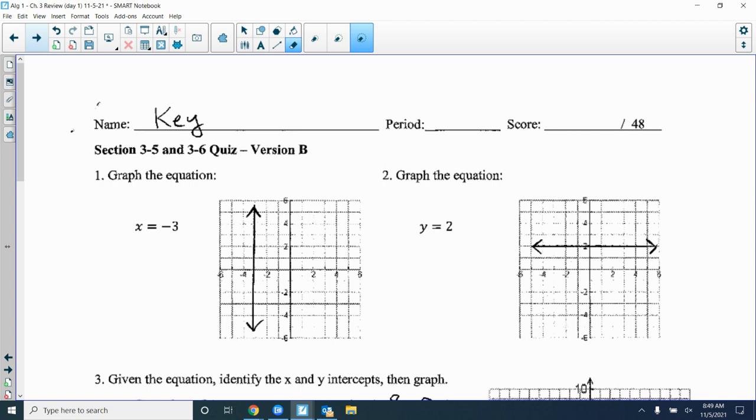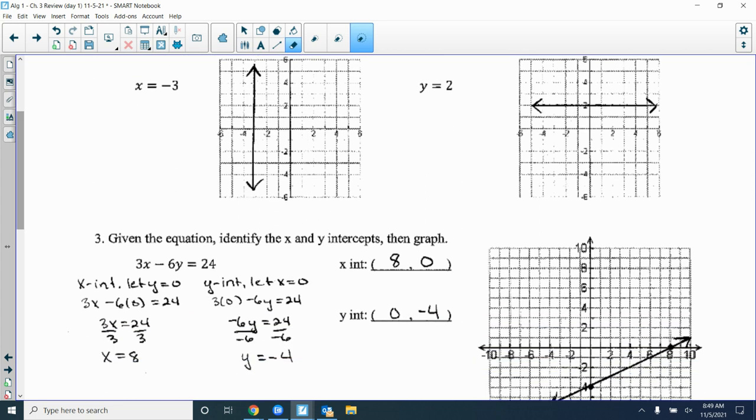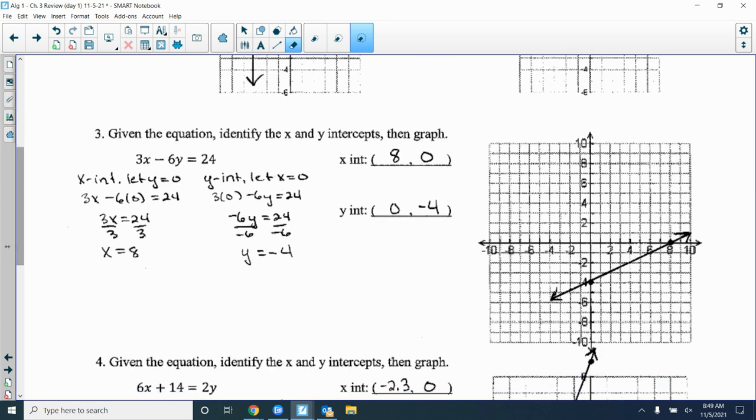Version B, front page. So if you got version B, take a look. It's going to be slightly different. So we should be able to go through this a little bit quicker here. Take a look at your horizontal, your vertical lines. This one is 8, 0, and 0, -4. And there it is set up nice.